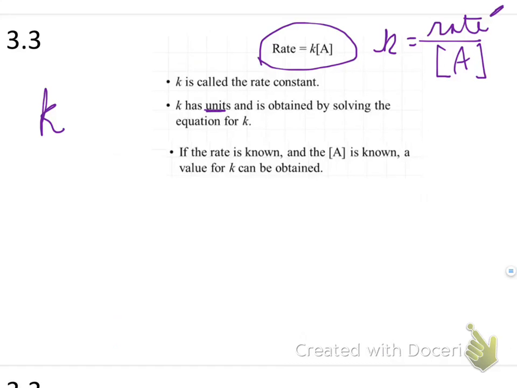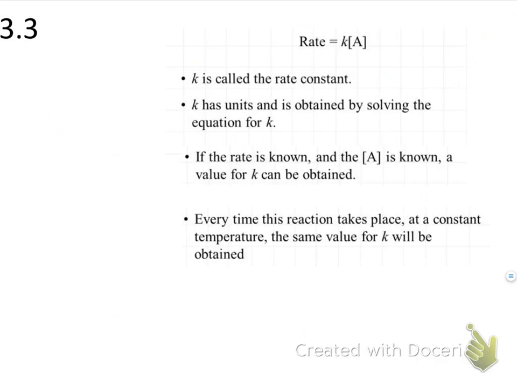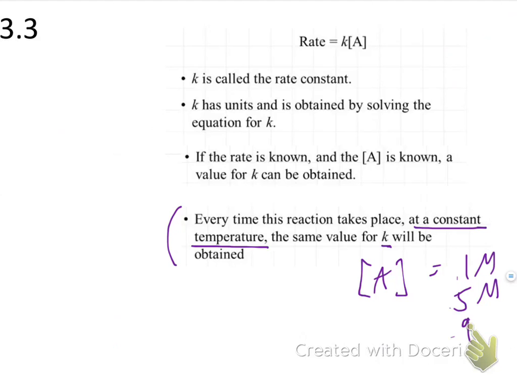So if I know the rate of a reaction and I know the concentration of A, I can solve for k. And if I know the rate, every time the reaction is run, as long as it is at constant temperature, I will get the same value for k. It's important to note that it's at constant temperature. If I change the temperature, my k will change. But at the same temperature, it doesn't matter whether I start with a concentration of A of 0.1 molar or 0.5 molar or 0.9 molar, I'm going to have the same k.